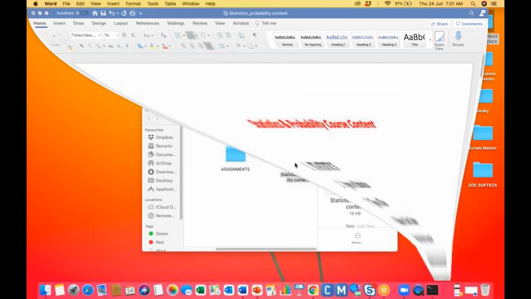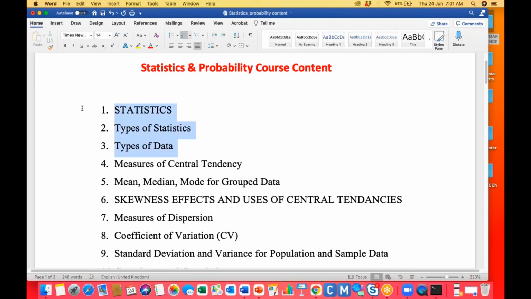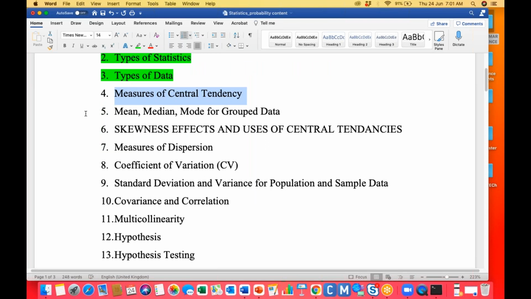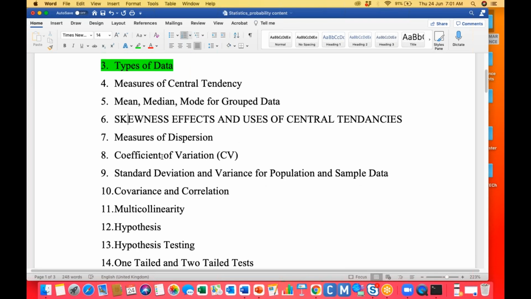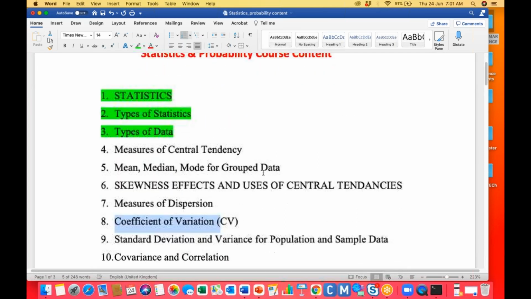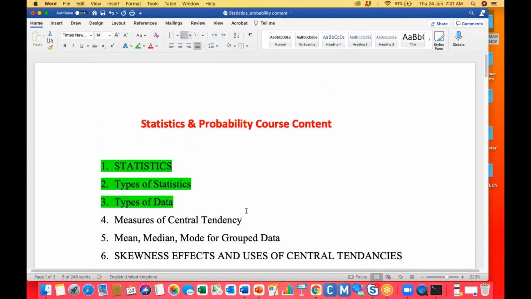I want to mark what I have completed as of now, so I want to make it green color. Tomorrow we can talk about measures of central tendency: mean, median, mode, grouped mean, skewness, effectiveness and use of central tendency, and measures of dispersion, one after another. Not only in theory, in practical we can also apply this in tools like SPSS, Python and R.